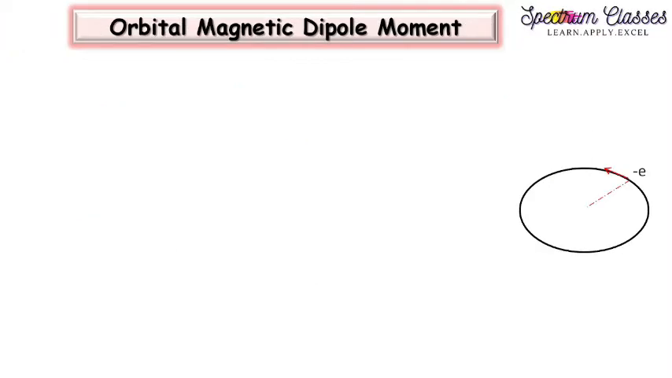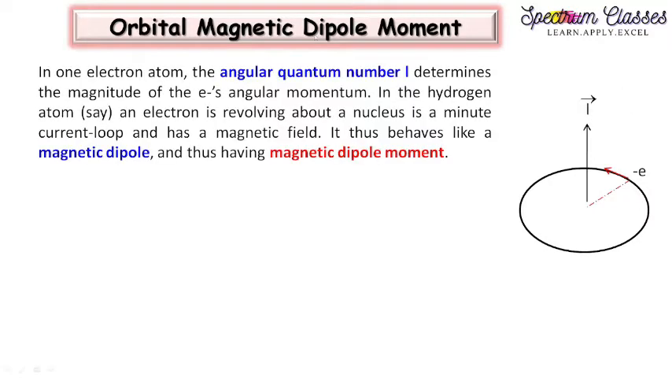Here I have an electron which is orbiting about the nucleus in an orbit. Right? So it has an angular momentum which is represented by this vector L. I am just elaborating this theory over here. In a one electron atom, the angular momentum L determines the magnitude of the electron angular momentum. Please pay attention: this is the azimuthal quantum number or angular momentum quantum number. It determines the orbital angular momentum of the atom, right?